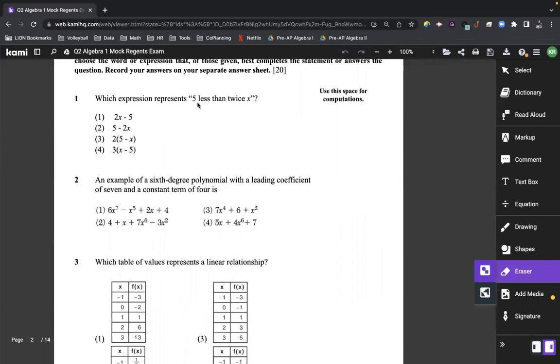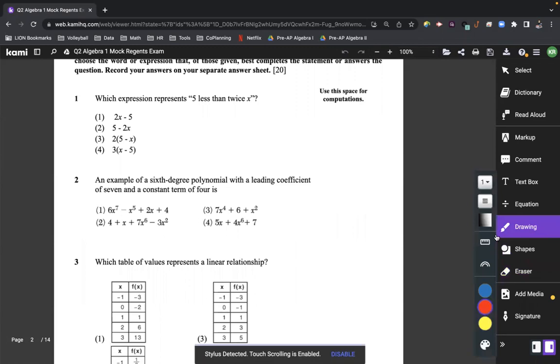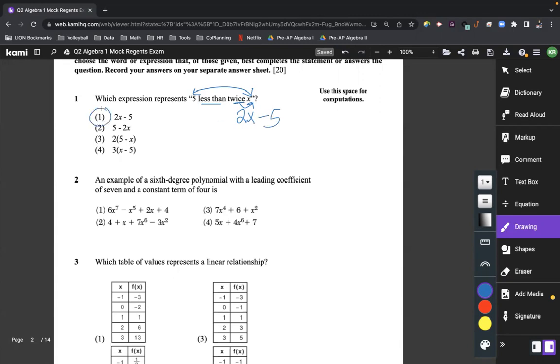Remember that the word less than is a turnaround word, which means that these two have to be flipped. And then twice x means 2 times x. So 5 less than, so it's 2x minus 5. The right answer is 1.